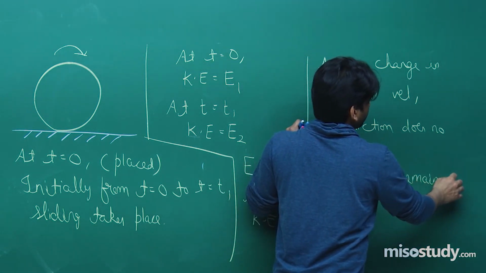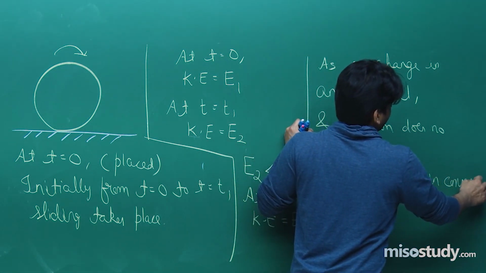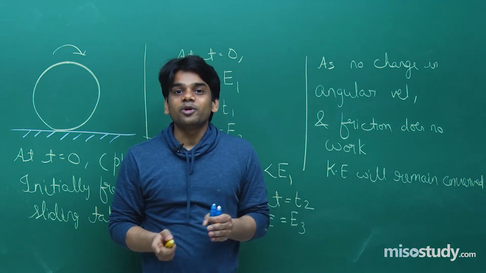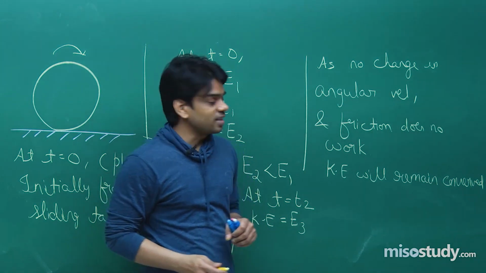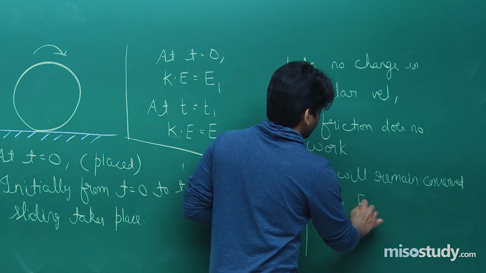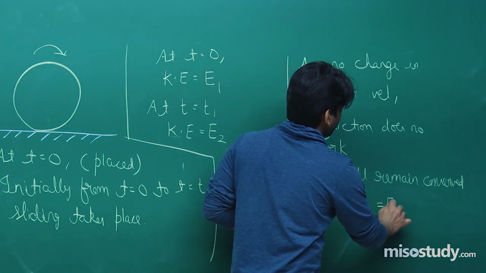What does that imply? If kinetic energy remains conserved, then at time t equals to t1 and time t equals to t2, the kinetic energy will be the same. That is, E2 will be equal to E3.